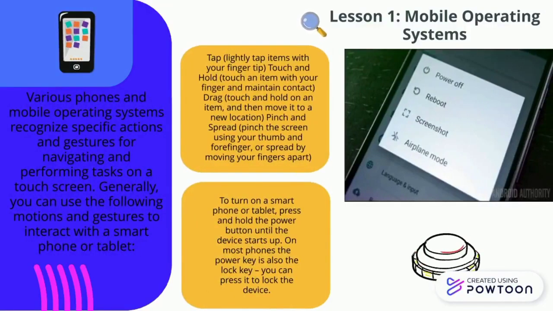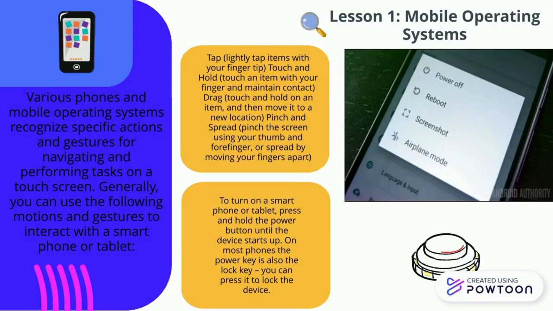Various phones and mobile operating systems recognize specific actions and gestures for navigating and performing tasks on a touch screen. Generally, you can use the following motions and gestures to interact with a smartphone or tablet. Tap: lightly tap items with your fingertip. Touch and hold: touch an item with your finger and maintain contact. Drag: touch and hold an item, and then move it to a new location. Pinch and spread: pinch the screen using your thumb and forefinger, or spread by moving your fingers apart.